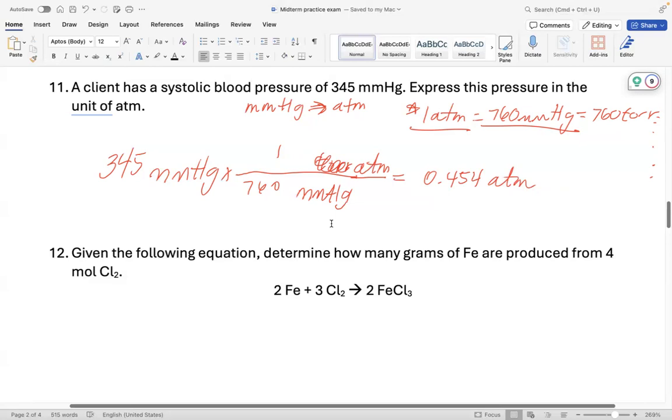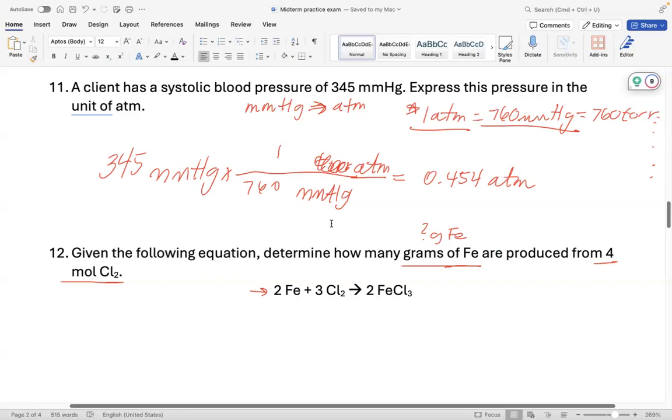All right, number 12. So now we're getting into some of our stoichiometry problems. How do I know that this is a stoichiometry problem? Well, first I see that I'm given an equation, which is like a dead giveaway. I'm also going from one substance to another, right? And I can only change substances doing stoichiometry. So I'm trying to figure out how many grams of iron there are from 4 moles of Cl2.